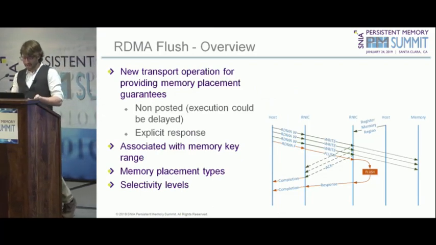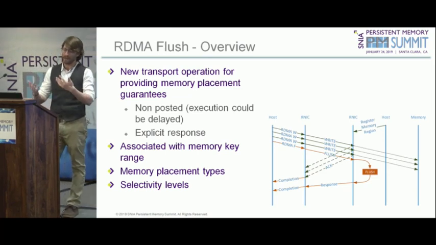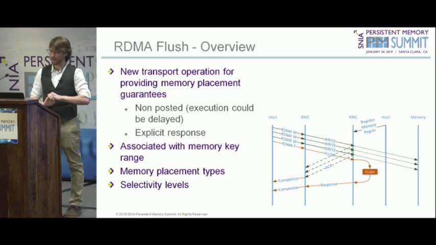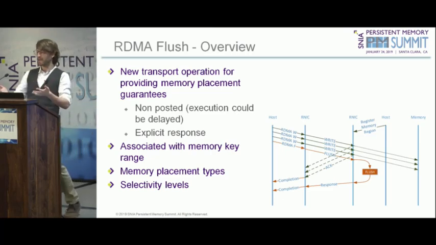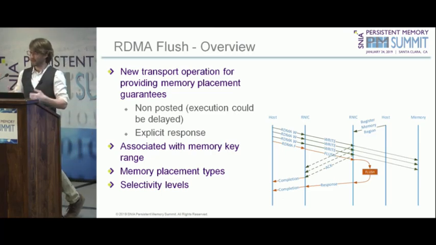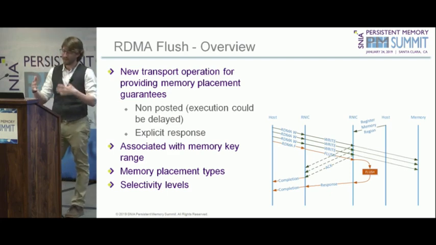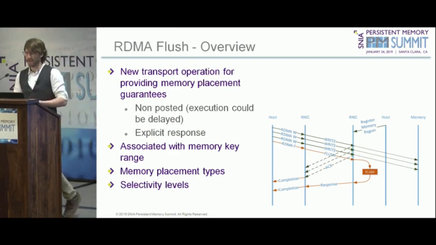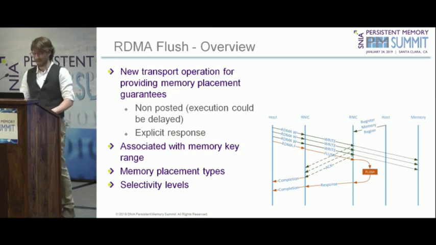So we're presenting a new transport operation. It's going to be able to be delayed, non-posted, and it will have an explicit response. It will be associated with a memory region that was registered, and it will have several placement types and selectivity levels, which will enable all of these requirements that I mentioned before.